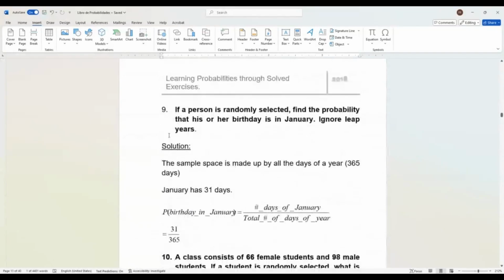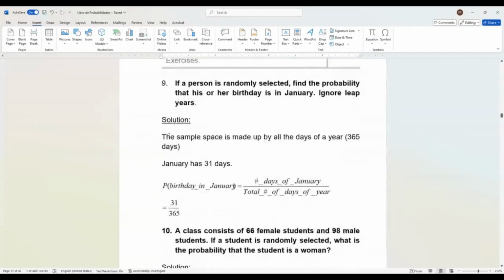Now look at this other. If a person is randomly selected, find the probability that his or her birthday is in January. In all the years, they have 366 days. So how do you find the probability that his or her birthday is in January? How many days do you have in January? 31 days. How many days do you have in a regular year? 365 days. So the probability that the birthday of the person is in January is 31 over 365.